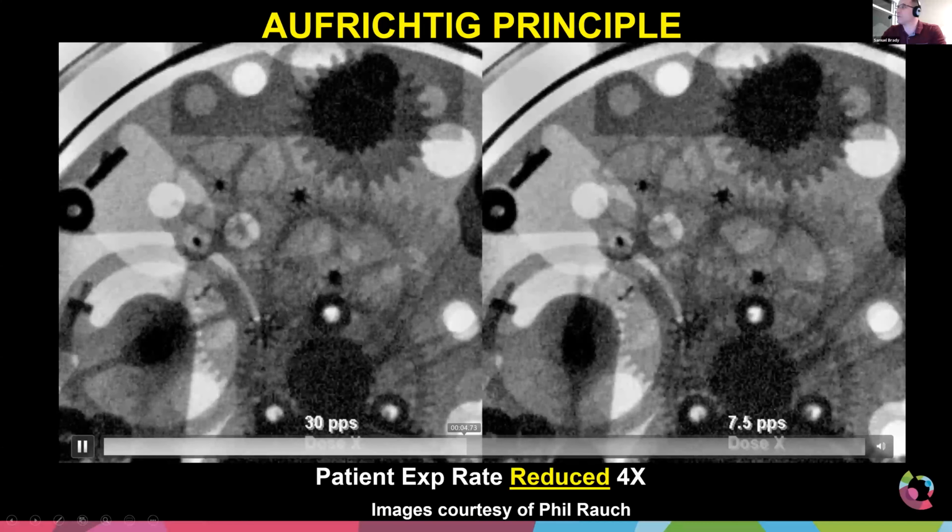Now, if you see this word dose and the letter X next to it, that means this is getting X amount of dose and this is getting the same X amount of dose. Same dose, but 7.5 pulses per second means that there is actually a dose reduction of factor 4. So you're only getting 7.5 frames for the same 30 that you would get.